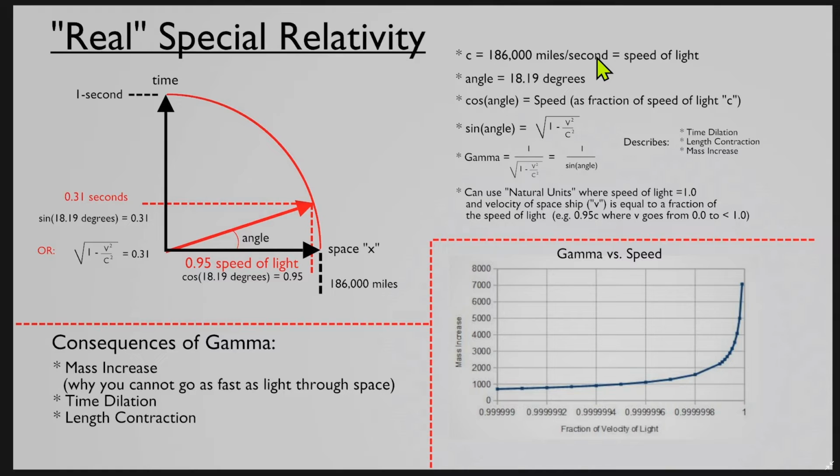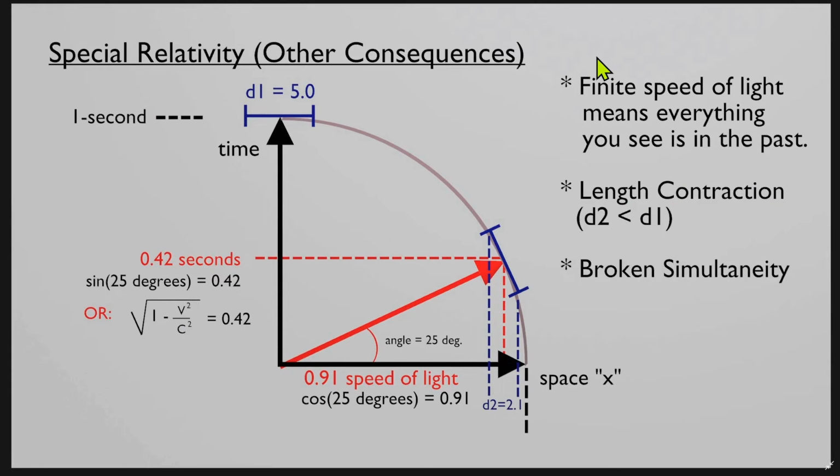Let's go into some other interesting things here. Let's look at length contraction. Backing up just a second, here was the point we were just discussing. Finite speed of light means everything you see is in the past. That's interesting. Okay, so moving on to length contraction. This is another effect that occurs when moving at high speeds, close to the speed of light.